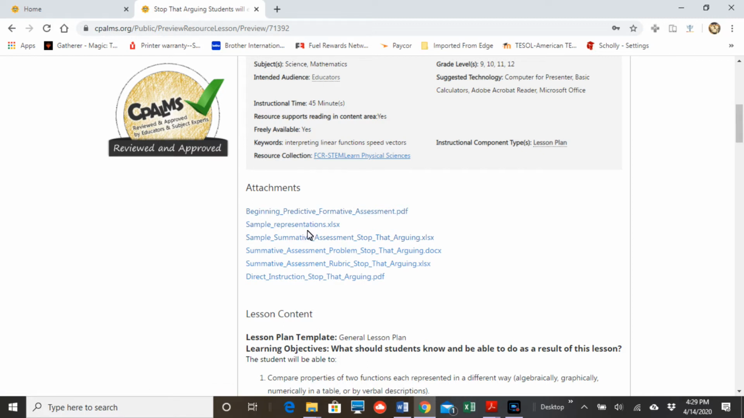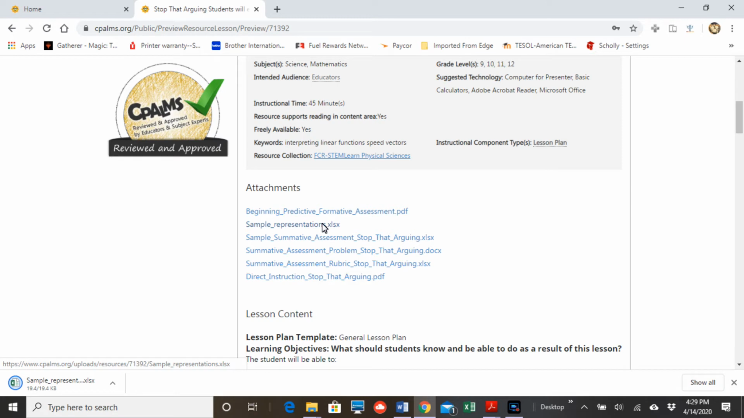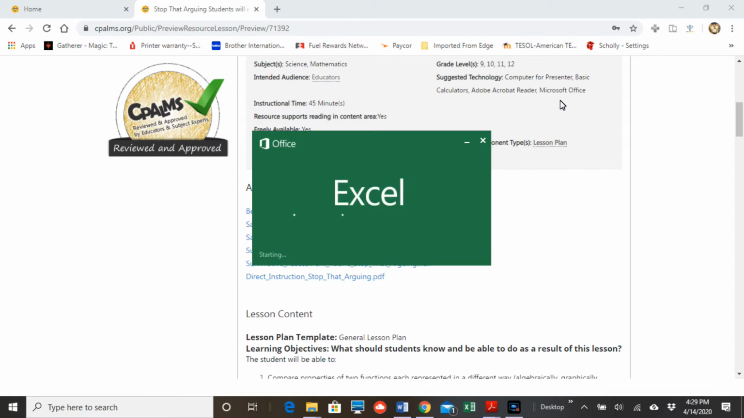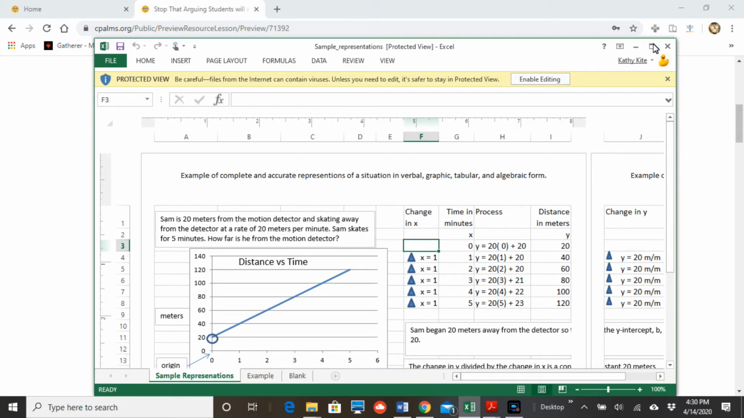So let's click on the sample representations. This is an Excel sheet. Like I said before, if this is in relation to tables, then you probably need to have Excel. So in the technology portion, Microsoft Office is not just Word. It obviously means you need Excel too. And while this is loading, here we have the lesson itself.